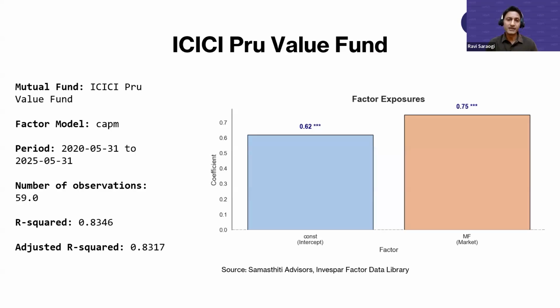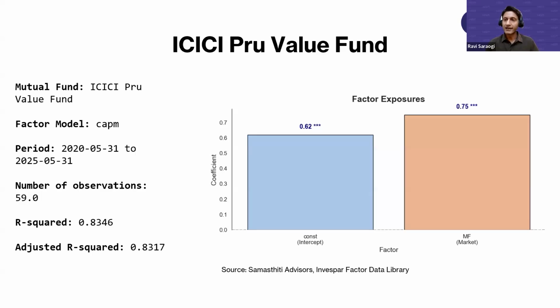So let's begin with a basic CAPM. CAPM is the most basic model because it only has one factor, which is beta, the market factor. Let's begin with a basic CAPM analysis of ICICI Prudential Value Fund. It's a simple regression where we are trying to explain the mutual fund's return using just one factor, which is market return. On the left side of the chart, this blue bar is known as the intercept. That's the alpha.